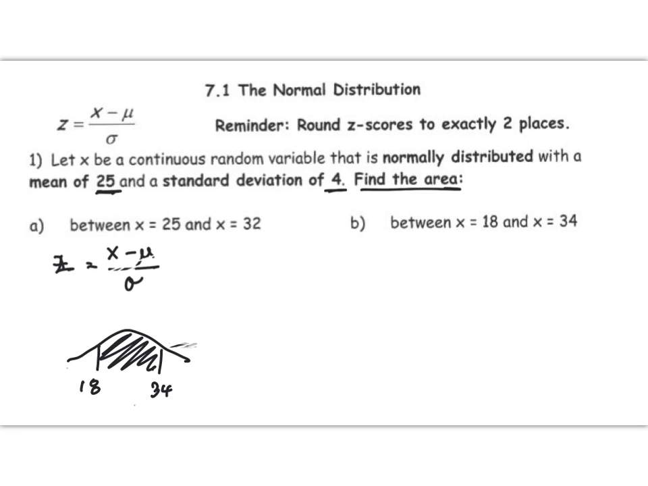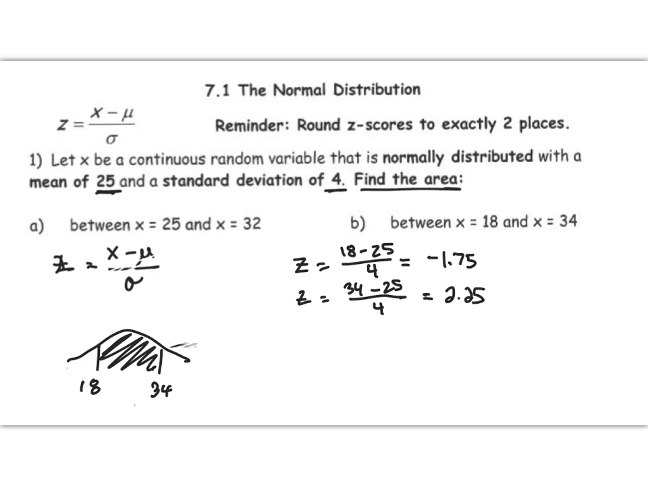I need to find the z-scores. So 18 is the value I'm looking for, 25 is my mean, and 4 is my standard deviation. Gives me a z-score of negative 1.75. Same thing for 34. Plug it in for the value that you're looking at. Mean is 25, 4 is my standard deviation, and that gives me a z-score of 2.25.